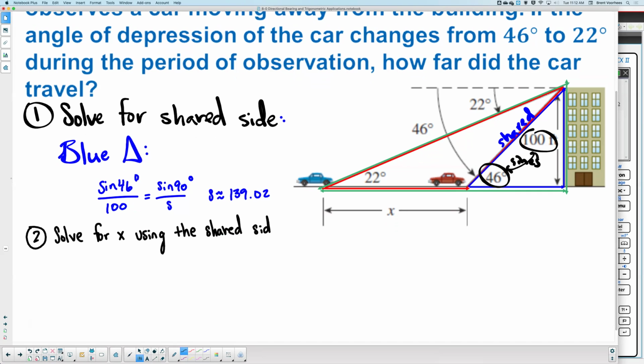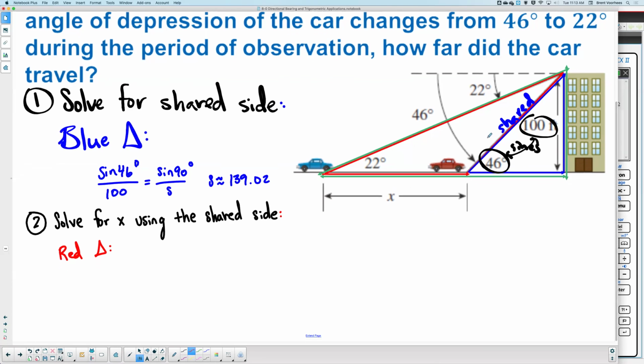So now I can go to the other triangle. Which triangle am I now using? We're transitioning out of the blue triangle. What triangle now will we use? The red. We're now going to use this red triangle, because that's where x is. So this shared side, we just solved for it. What did we just get that shared side was equal to? 139.02. I'm going to stick that in. 139.02 is equal to the shared side.